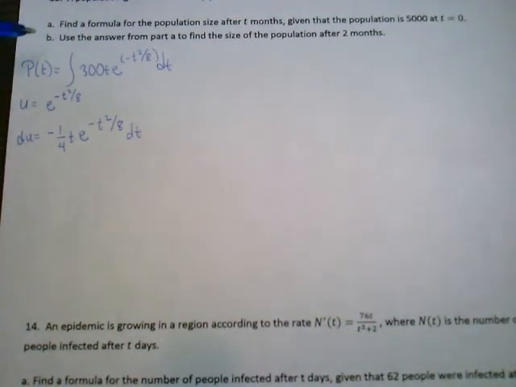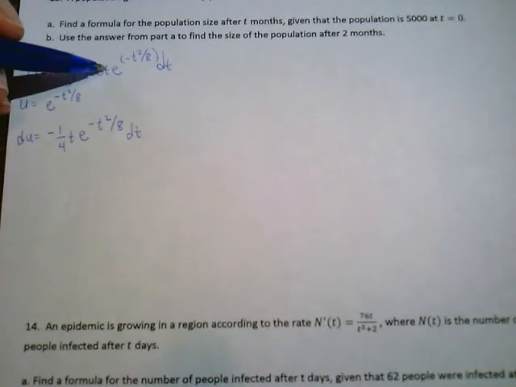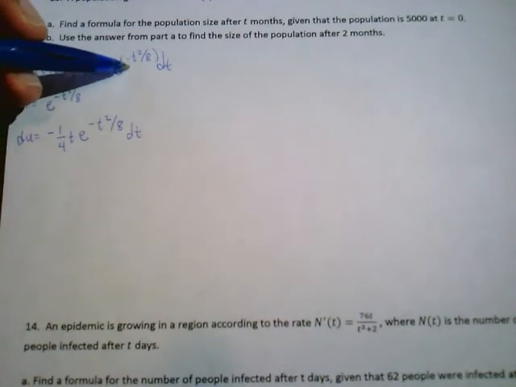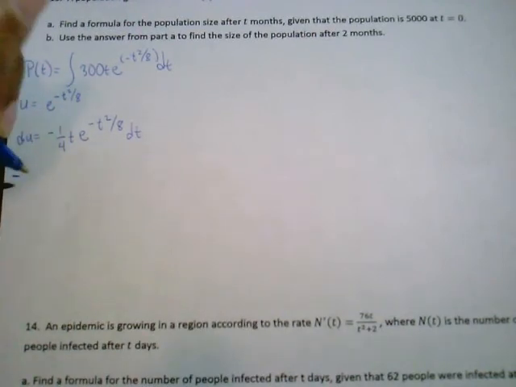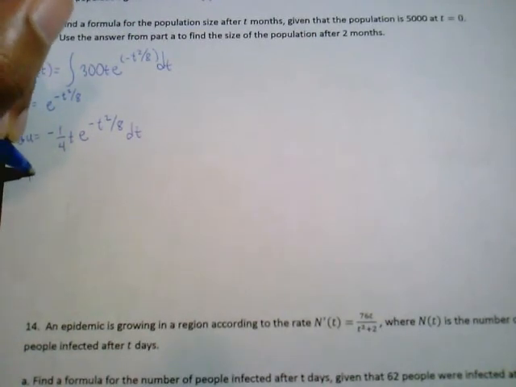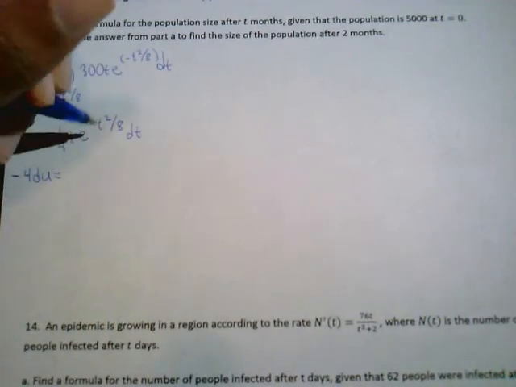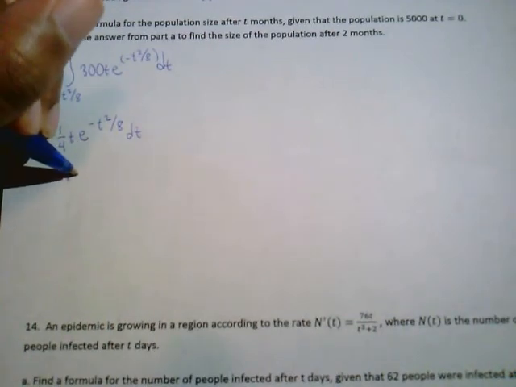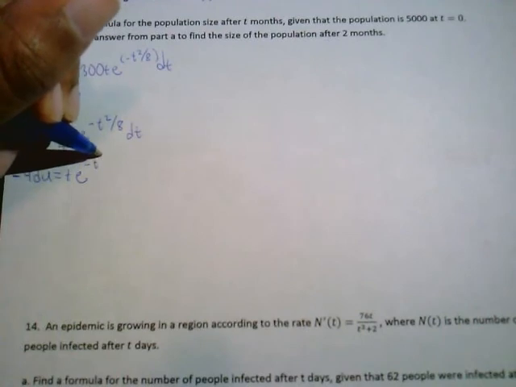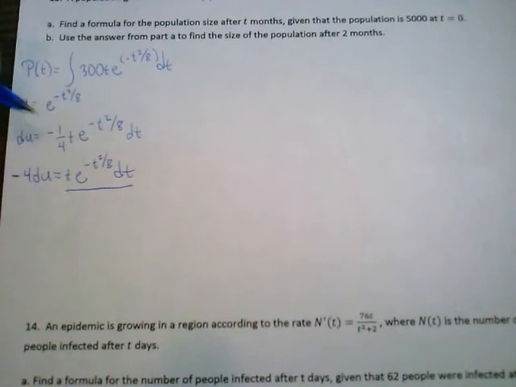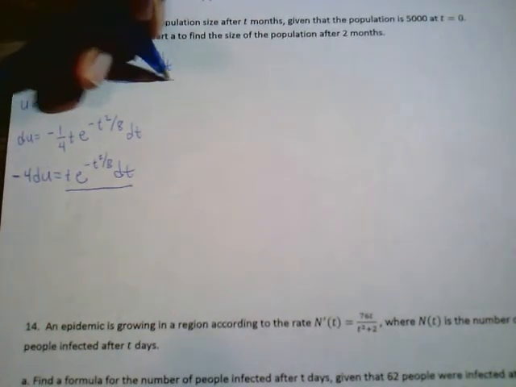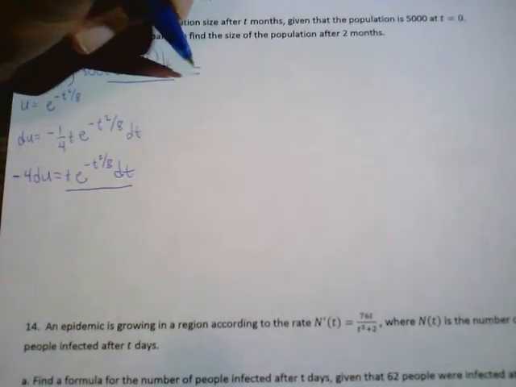So now we can substitute out the t, we can substitute out the exponential expression on the dt, but we still have a negative 1/4 here. So we'll move that to the left side before we substitute. So negative 4 du equals this expression, t e to the negative t squared over 8 dt. So we'll substitute this expression and take out this expression.